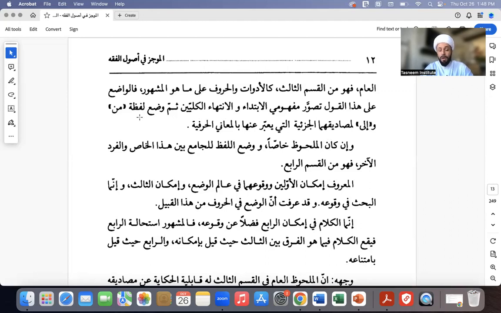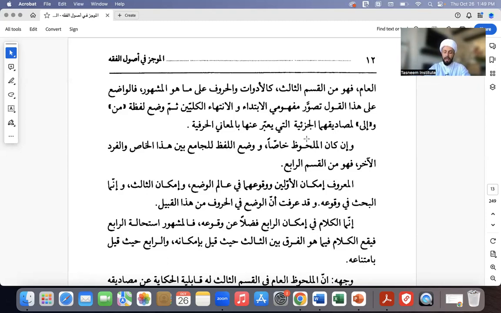ثم وضع لفظة من وإلى لمصادقهما الجزئية. So to make it even more clear, imagine you're thinking about the general meaning of insan, and then you're pointing to Zayd and Amr. Zayd and Amr are not words that mean insan, but rather they are instances of that general meaning. They are specific terms to refer to that general meaning.